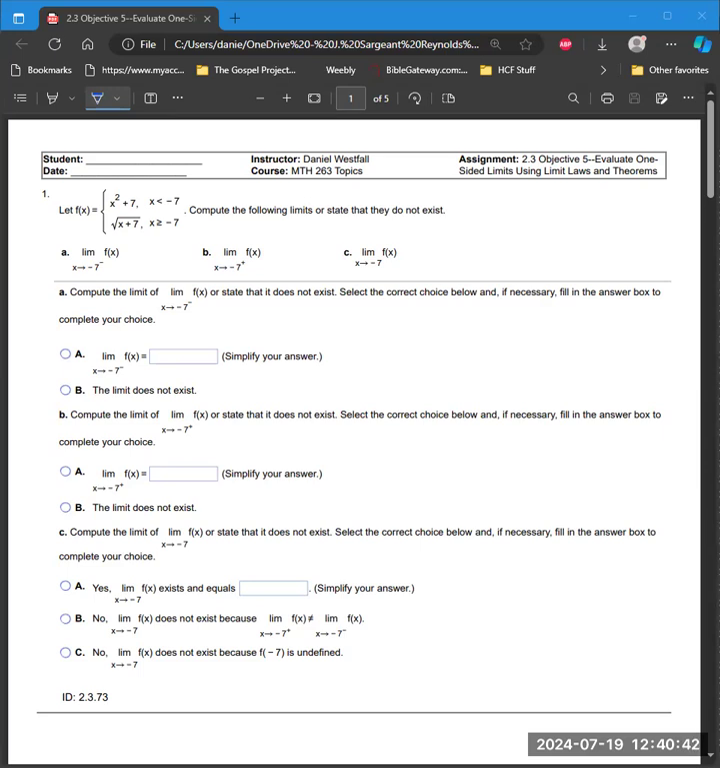So as we evaluate the limit of f of x as x approaches -7 from the left, or from below, we're going to be using this piece where x is less than -7. We're going to stick -7 in for x, and that's going to be 49 plus 7, which is 56.